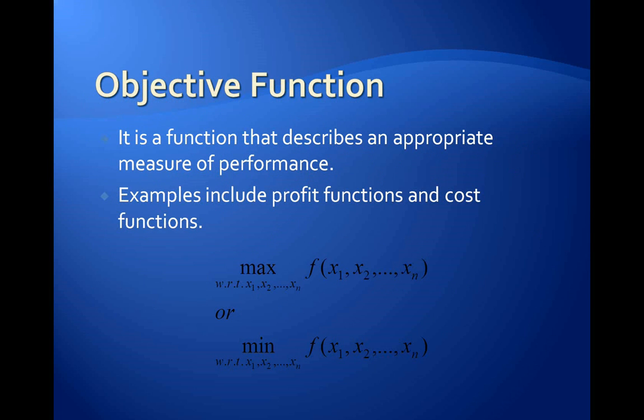So this is a typical representation. Here it is maximize my profit, and profit is a function, for example 4x1 plus 5x2, meaning that each unit of x1 gets you $4 in profit and each unit of x2 gets you $5 in profit. So that is that function. Or it could be minimize the project completion time.